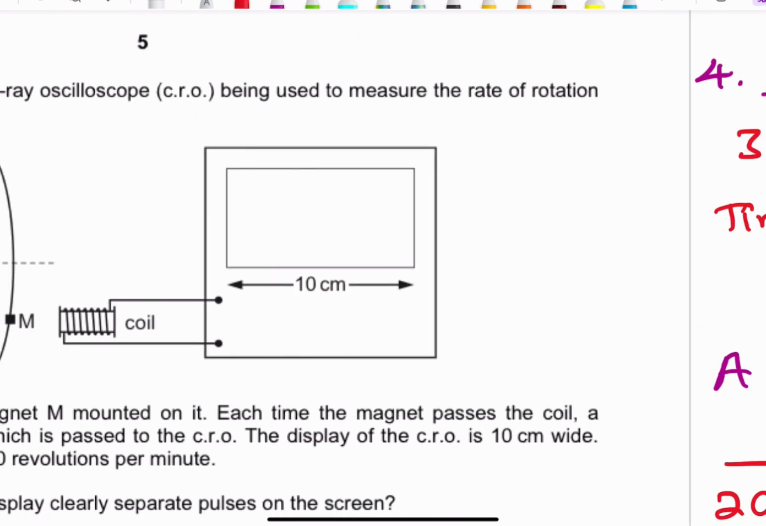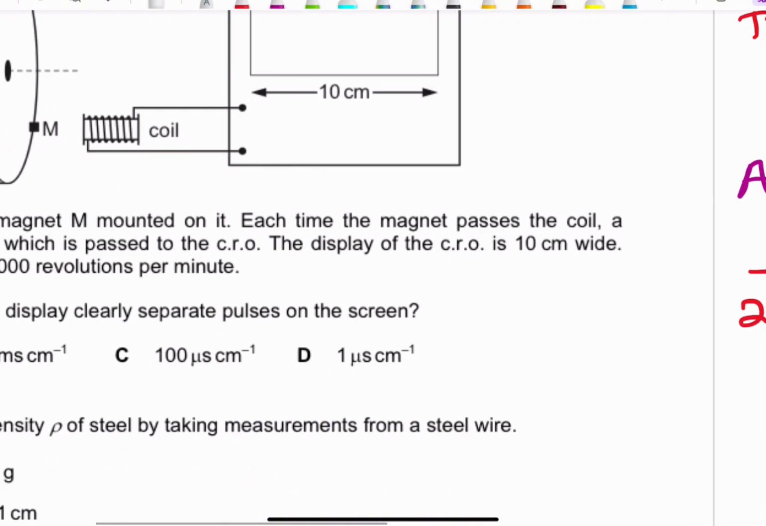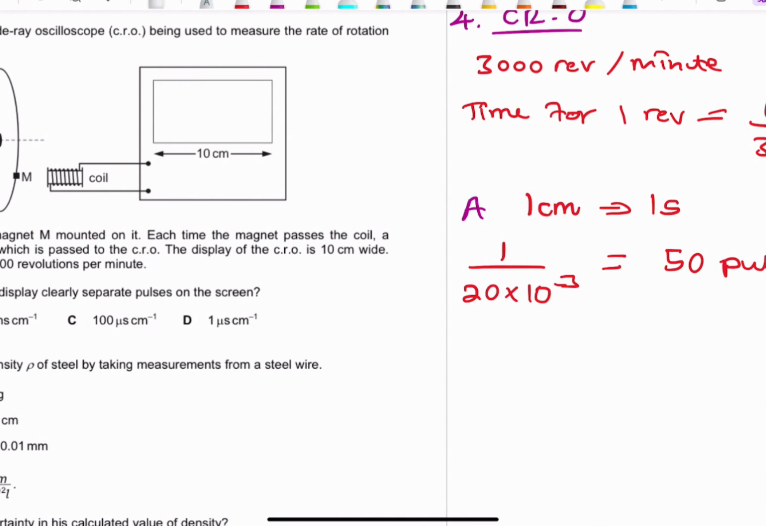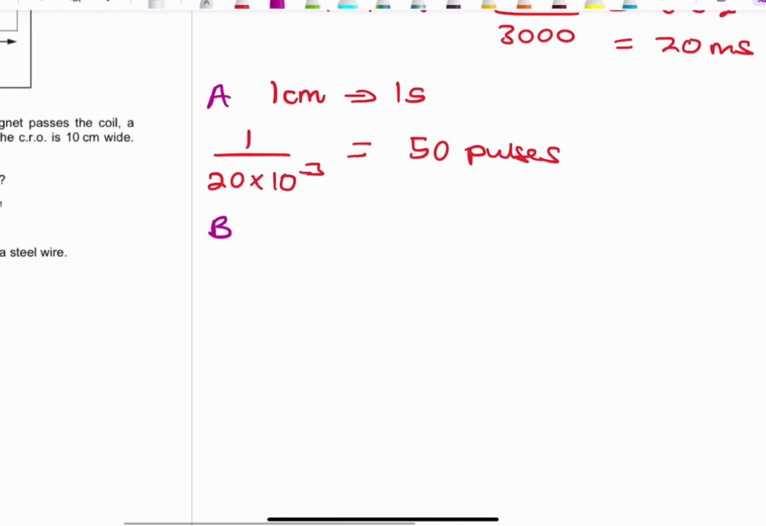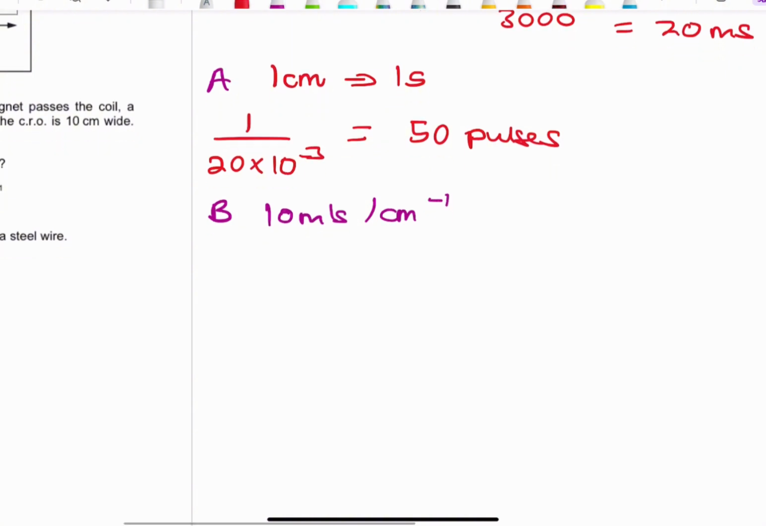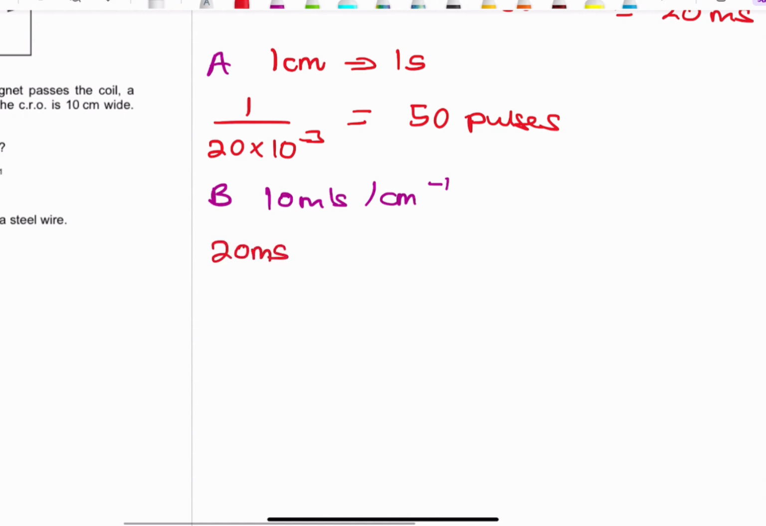So this might be 1 centimeter. If we make that division, this is going to be 1 centimeter. But imagine you're about to make 50 pulses in 1 centimeter. It doesn't make sense. You won't be able to see anything, because in 1 centimeter you're trying to make 50 pulses. But if you go to B, we have 10 milliseconds per centimeter. Our normal pulse is actually taking 20 milliseconds, that's our period, meaning that I only need 2 centimeters for each pulse.